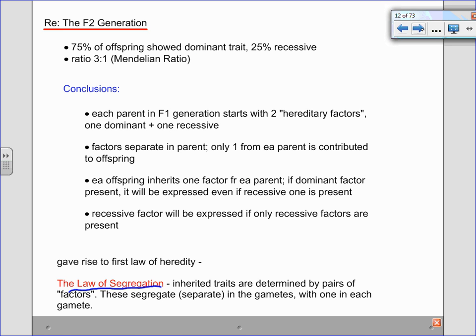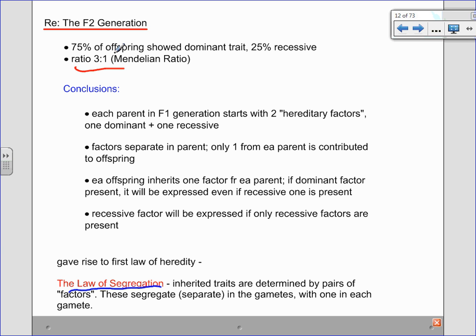So in the F1s, he said they were all showing the dominant trait. In the F2, we found there was that 3-to-1 ratio, or 75%. Sometimes we talk in terms of ratios where we have the colon. When we talk Mendelian ratio, it usually is written with the colon, but we can also talk in terms of percent. So a 3-to-1 ratio would be the same as 75% to 25%, right?